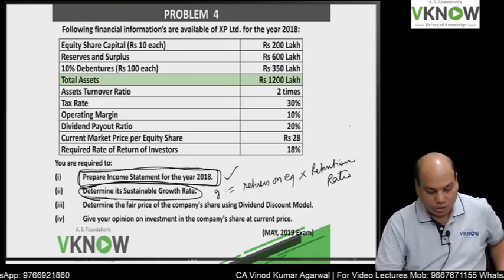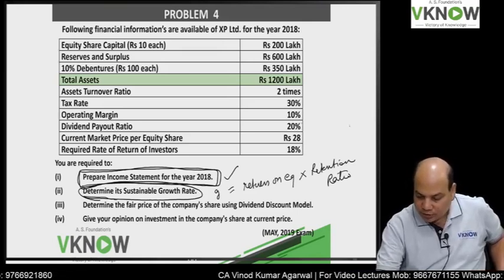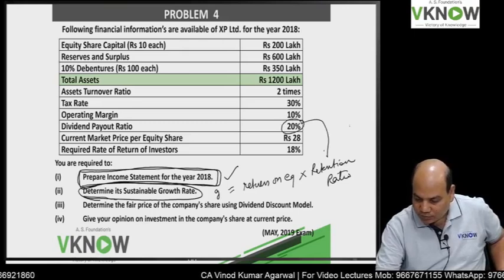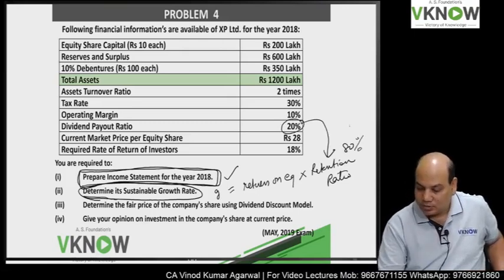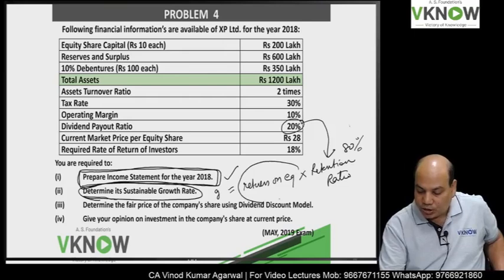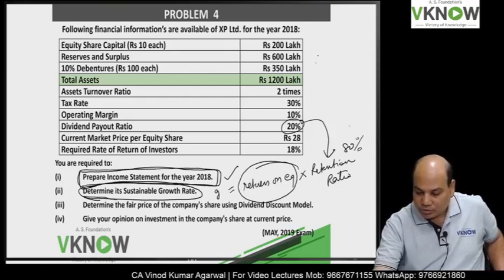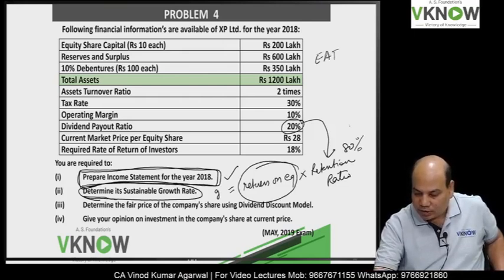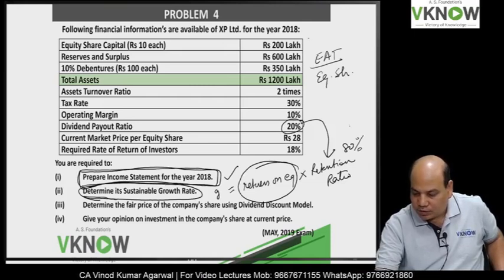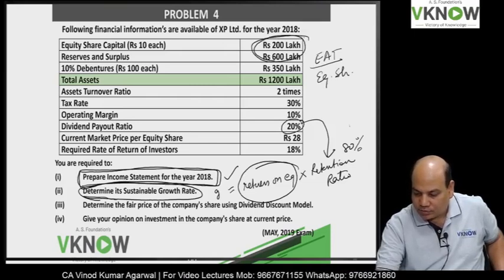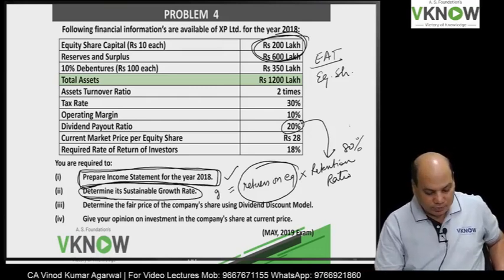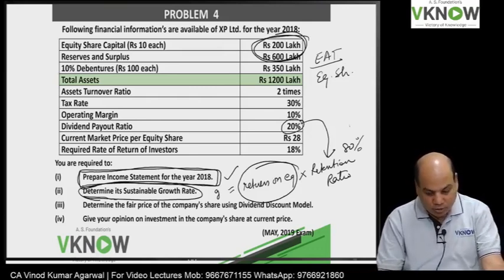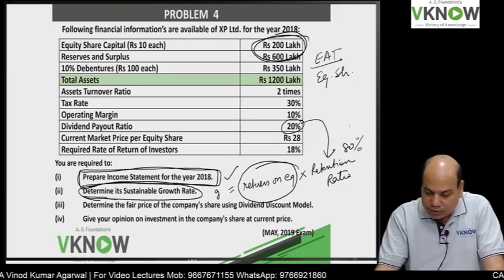Retention ratio into return on equity. If dividend payout ratio is 20%, retention ratio will automatically be 80%. But to compute the return on equity, you have to take earning after tax divided by equity shareholder fund. Equity shareholder fund is here: 200 plus 600, share capital plus reserve. Okay.